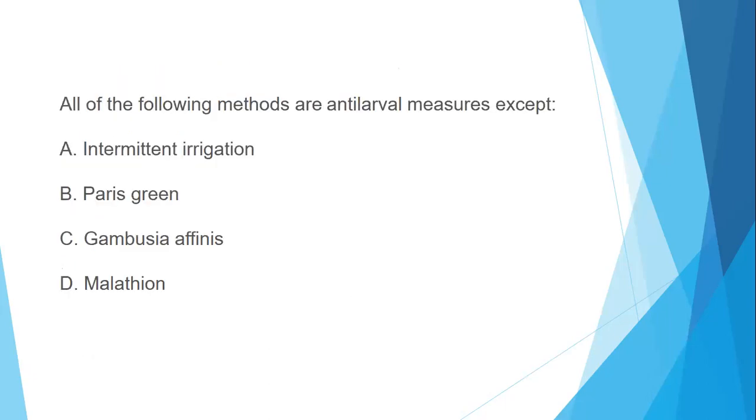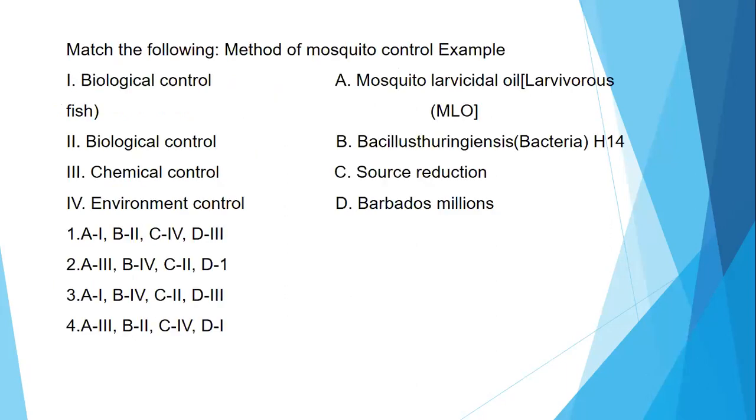All of the following methods are anti-larval measures except malathion. We have already discussed it. Malathion is an insecticide. Option is D. So again, match the following methods. Mosquito larvicidal oil is a chemical control. Bacillus thuringiensis is biological control. Source reduction is done by environmental control. Barbados millions is a biological control. Answer is option 4.